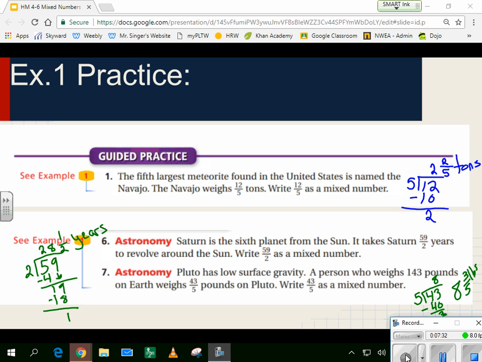Hopefully you got the same answers I did. So Saturn is the 6th planet from the Sun. It takes 59.5 years to revolve around the Sun. That's 28 1/2 years. And Pluto, how much would you weigh on Pluto if you weighed 143 here on Earth? You would weigh 8 3/5 pounds. Again, just dividing the denominator into the numerator. If you got those right, give yourself a pat on the back.